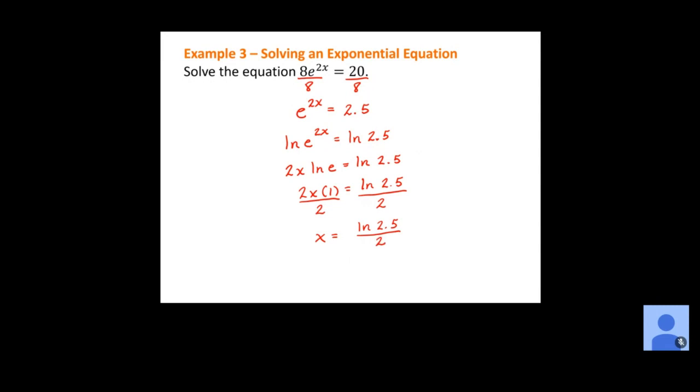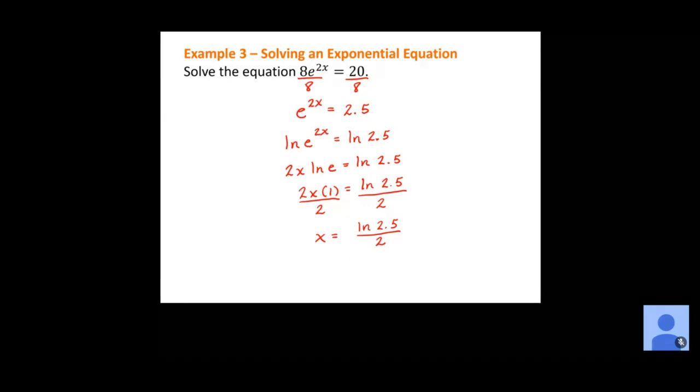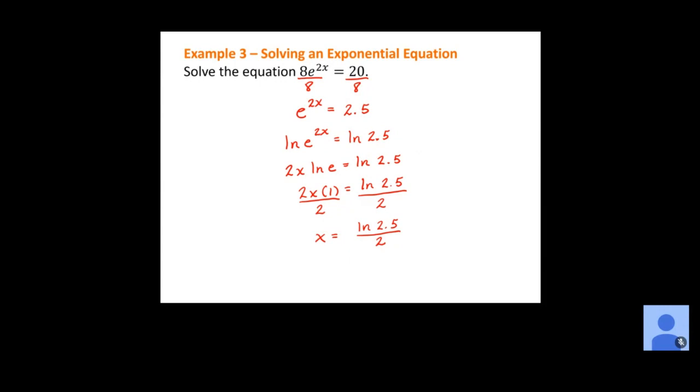And that is an exact value. Don't try to divide the 2.5 by the 2 because one's inside the log and the other is not, right? So that's as much as we can do to simplify that. And then if they ask you for a decimal answer, then just put that into the calculator, round it to however many decimal places they tell us. But in this case, since it doesn't say to round, we're just going to keep that exact value there.